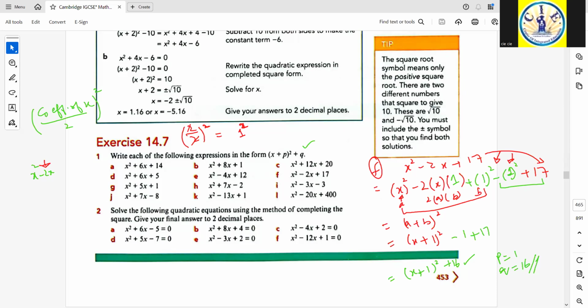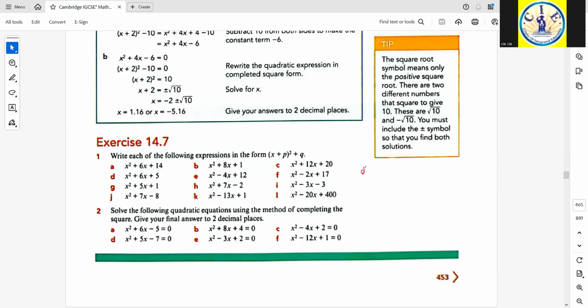Okay. Now I do its last part, L. This is because it has its coefficient of x to be even. So that would make these parts of the same type. So that's why I've chosen part L first.